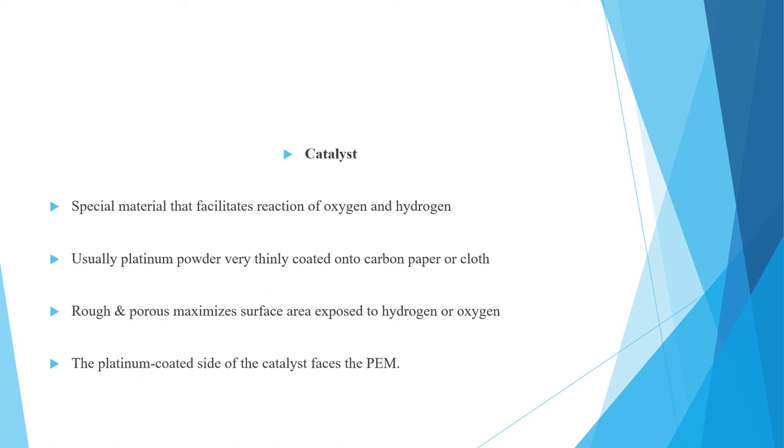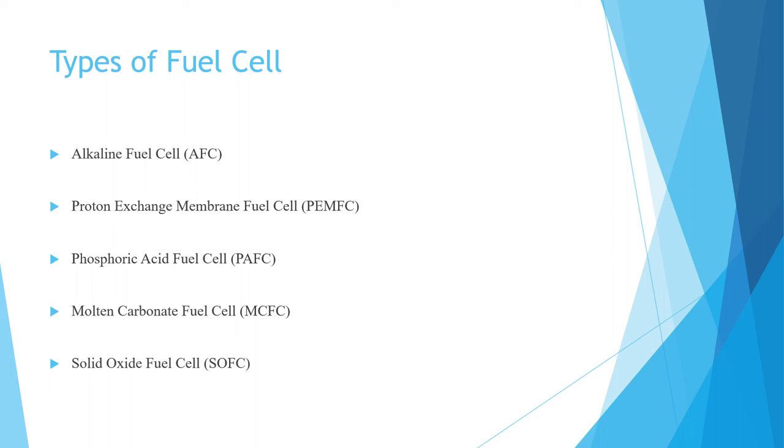After knowing the construction of the fuel cell, next is the types of fuel cell. Basically there are five types of fuel cell. The first one is the alkaline fuel cell, or AFC.